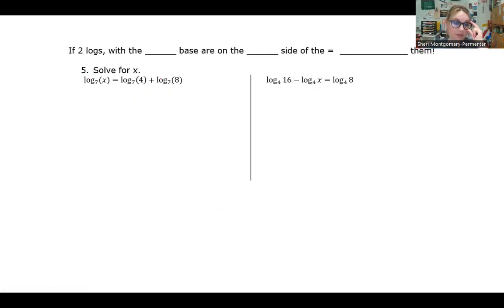Moving on with our notes. If two logs with the same base are on the same side, we're going to condense them. So two logs with the same base are on the same side, you can condense them. What I mean by that is what you've already learned. We're going to take something that we already learned and apply it with these new solving problems. What I notice is that for our first example, to use the property of equality, we need log equals log and nothing else.